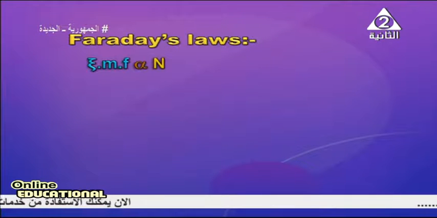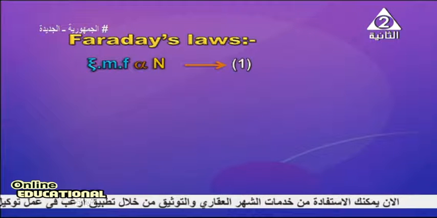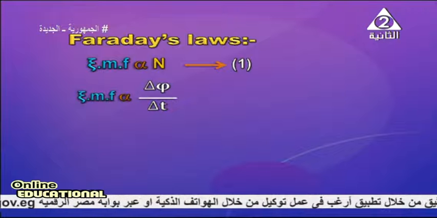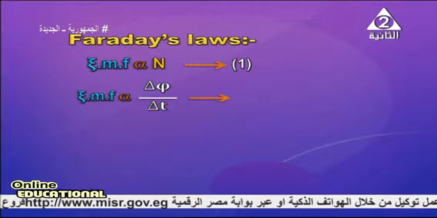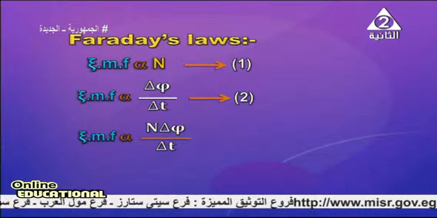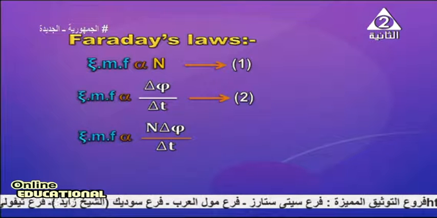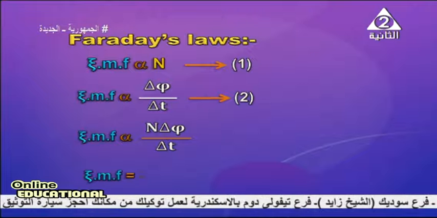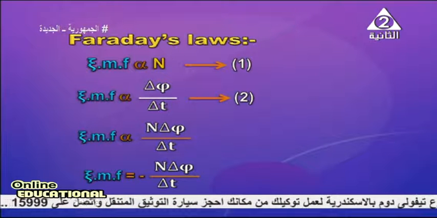And it is determined by Faraday's laws. EMF is directly proportional to the number of turns. EMF is directly proportional to the rate of change of magnetic flux. From the two, we can say EMF is proportional to N delta phi over delta T. The proportionality sign is replaced by an equality sign.